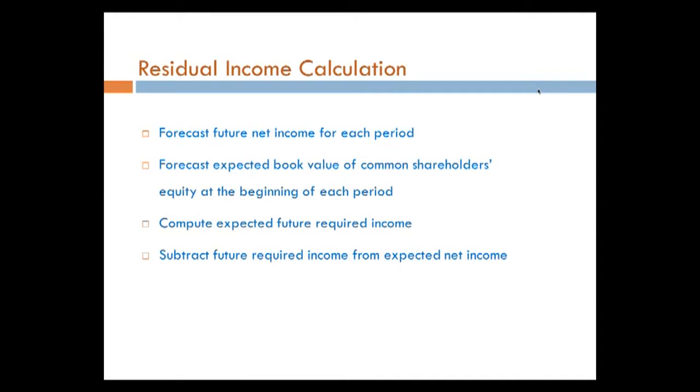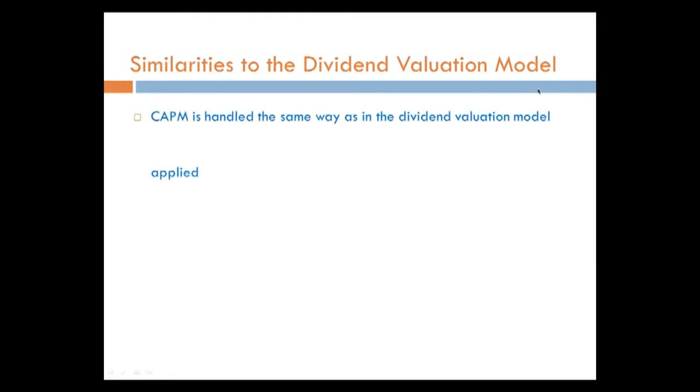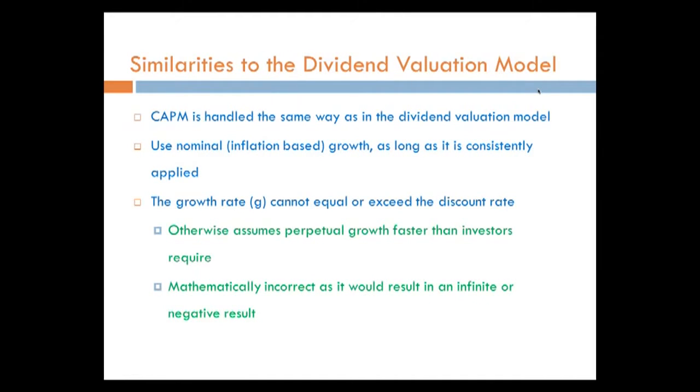Okay, so we do this the way we do anything else. We'll have to forecast our net income for each period going forward. We'll have to forecast our book value going forward. We know how to do that, Chapter 10 kind of stuff. We have to calculate our future required income, based upon the book values and our discount rate, and then we subtract it. So how do we treat this similarly to the original dividend model? We use CAPM. Don't care about inflation. The growth rate has to be less than the discount rate, both logically and mathematically.